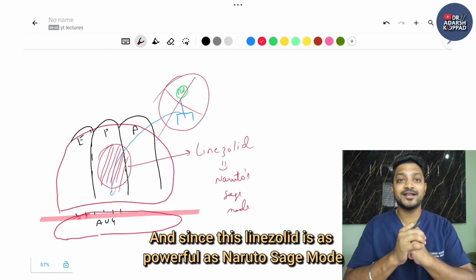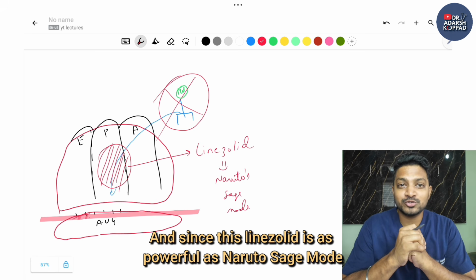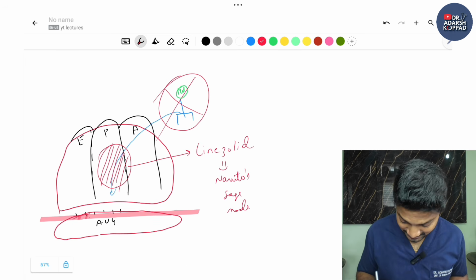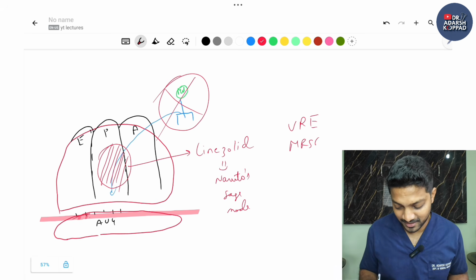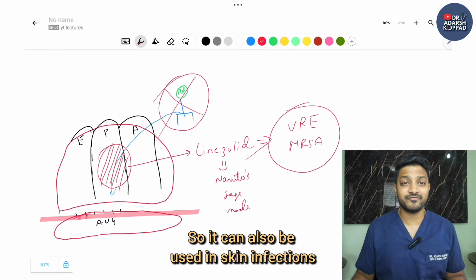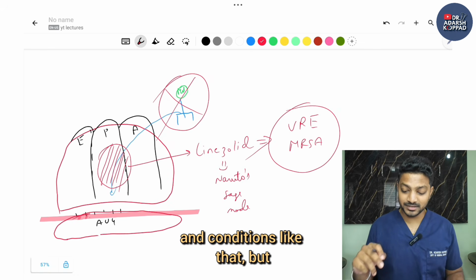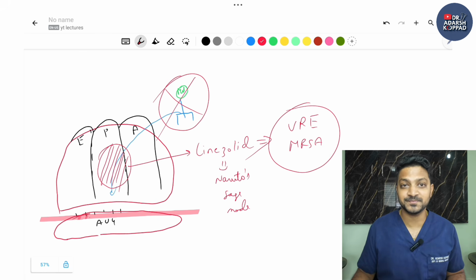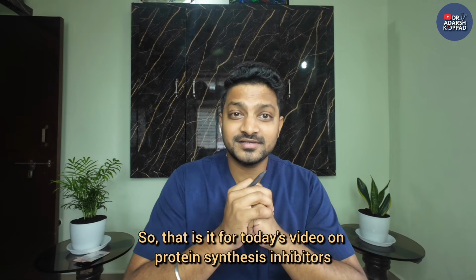And since this linezolid is as powerful as Naruto Sage Mode, it is also used in defeating powerful bacteria like vancomycin-resistant Enterococcus and methicillin-resistant Staph aureus. So it can also be used in skin infections and conditions like that, but this is where linezolid acts with highest efficiency. So that's it for today's video on protein synthesis inhibitors.